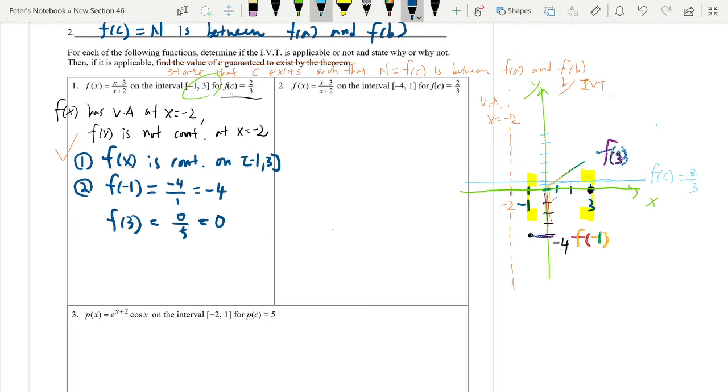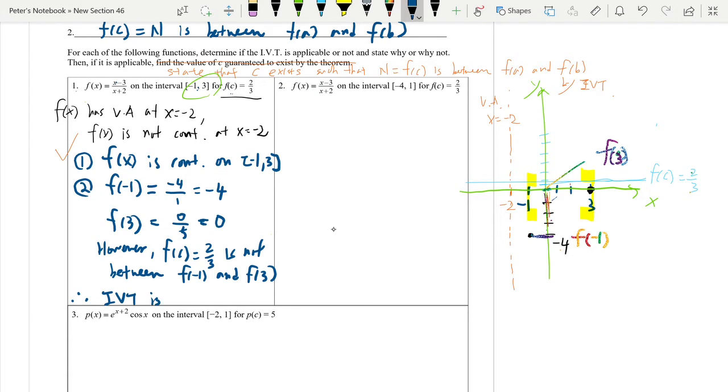So what you're going to say over here is, however, f of C, 2 over 3, is not between f of negative 1 and f of 3. So therefore, IVT is not applicable here.